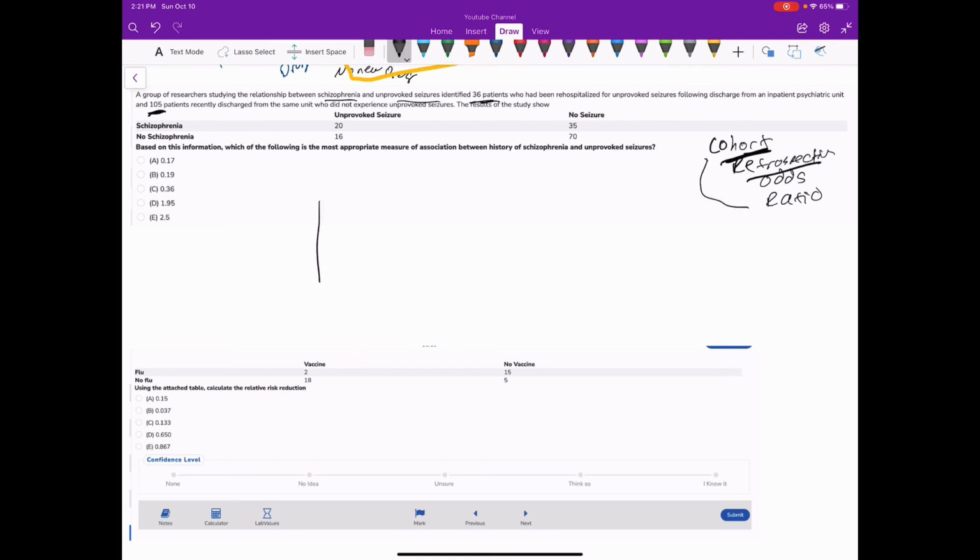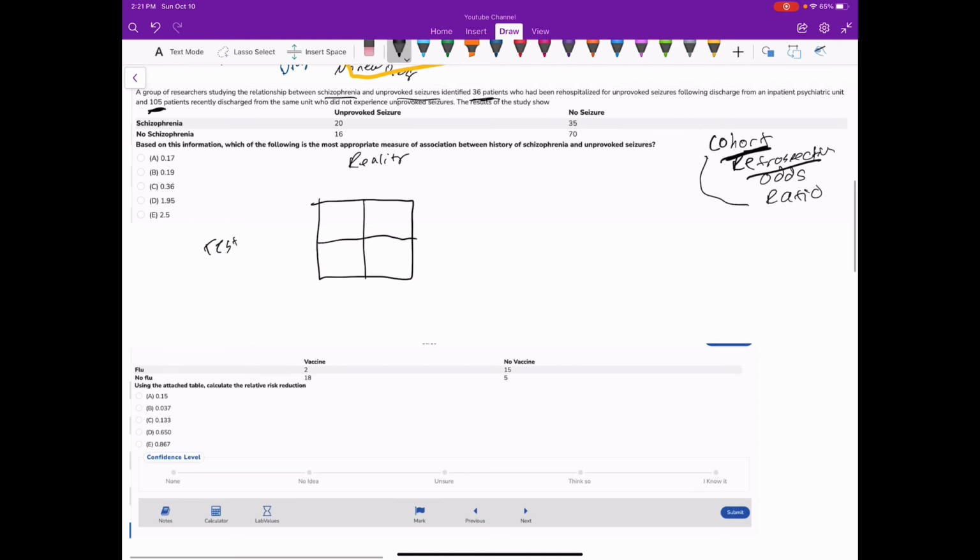So first step. Redraw the box. What is going to be the box, the 2x2 table? Well, we're doing the odds ratio, and the top part is going to be reality, and the side is going to be the test. So what's reality? They're trying to trick us. So you have schizophrenia or you don't. That's reality. And then what are they testing for?